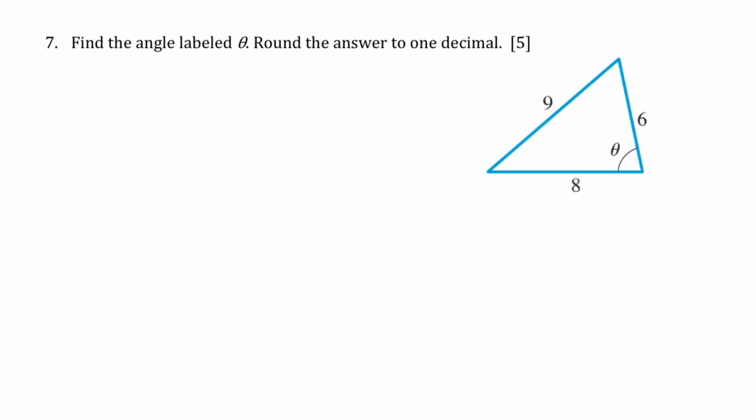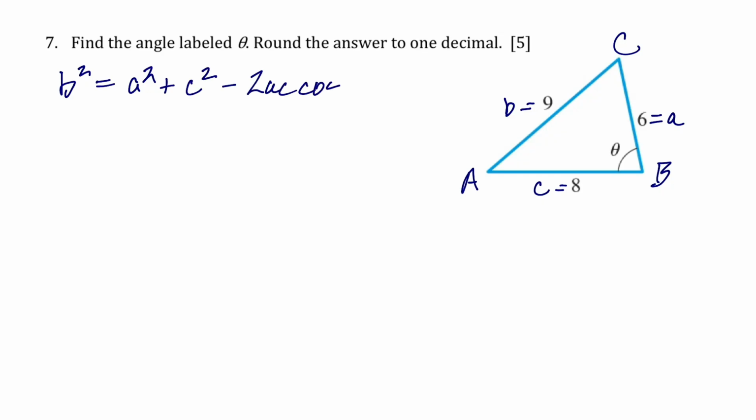All right, so find the angle labeled theta, that's this angle here, and round your answer to 1 decimal. When you know 3 sides of a triangle, that's telling you that you're going to be using the law of cosines. So you can go ahead and just label this any way you'd want to. I suppose I could call this A, B, C. So that would make this side A, this side B, and this side equal to C. So I'm solving for B. So that means I want this formula. B squared equals A squared plus C squared minus 2AC cosine of B.